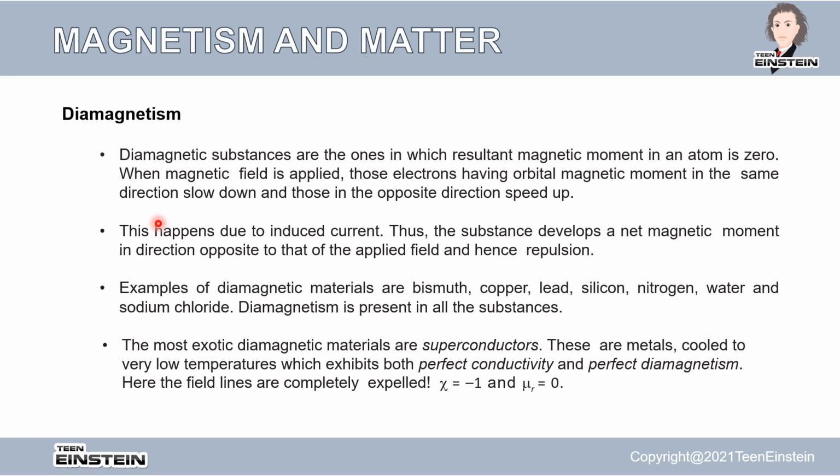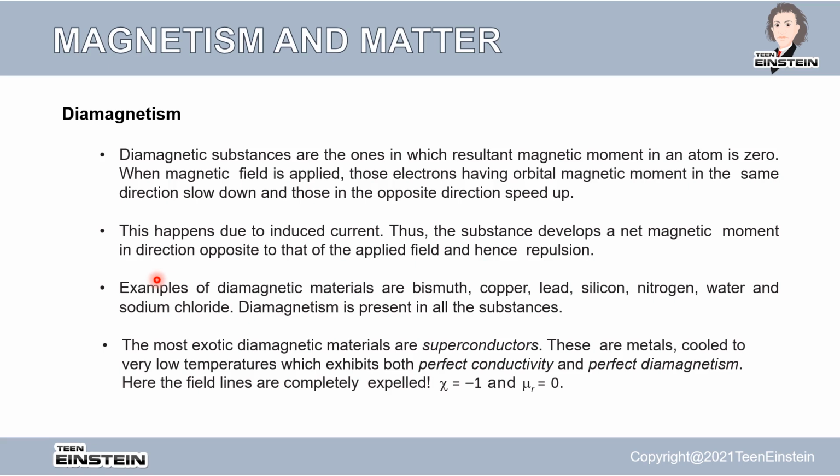speed up. So what happens when the electrons having magnetic moment in the opposite direction speed up? It means the magnetic moment in the opposite direction will increase. That means the magnetism will be opposite to the applied field. So this happens due to induced current. Thus, the substance develops a net magnetic moment in direction opposite to that of the applied field, and hence there is a repulsion. So examples of diamagnetic materials are bismuth, copper, lead, silicon, nitrogen, water, and sodium chloride.